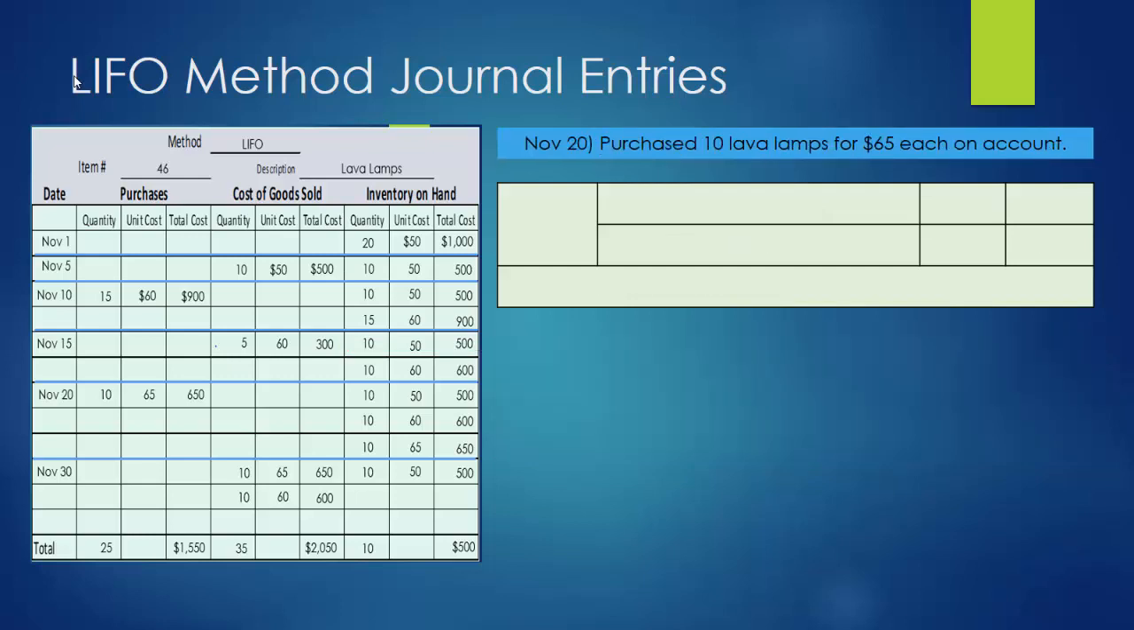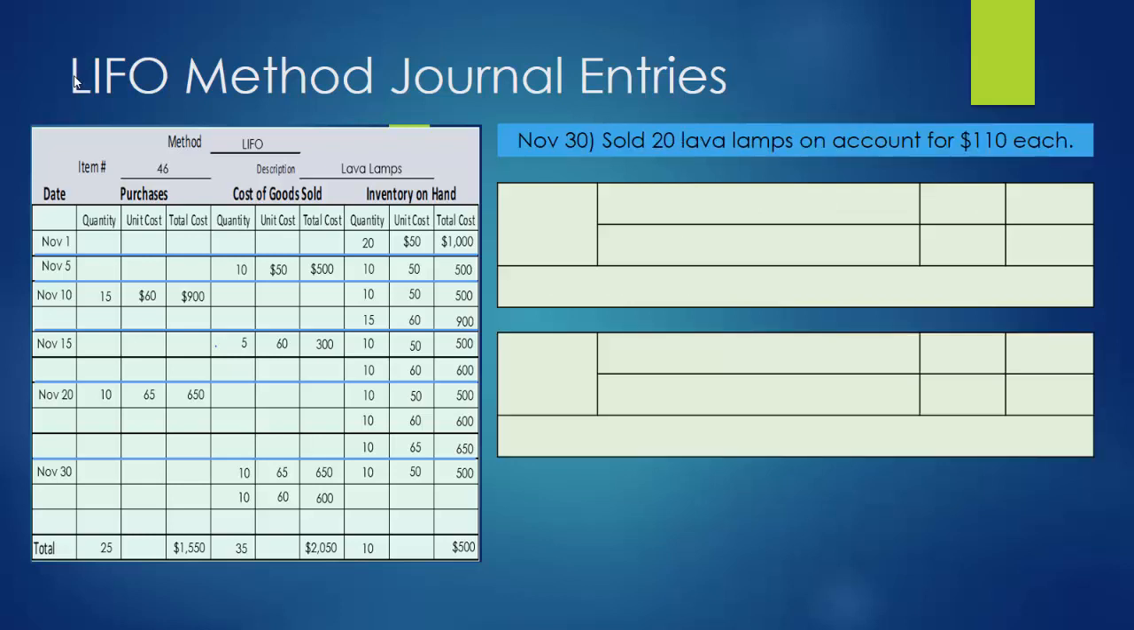On November 20th, we're purchasing 10 lava lamps, and we're doing so at $65 each. So let's debit our merchandise inventory account to increase it by the total cost of that purchase, which was $650. And let's credit accounts payable for that same amount, which is $650. We purchased inventory on account.